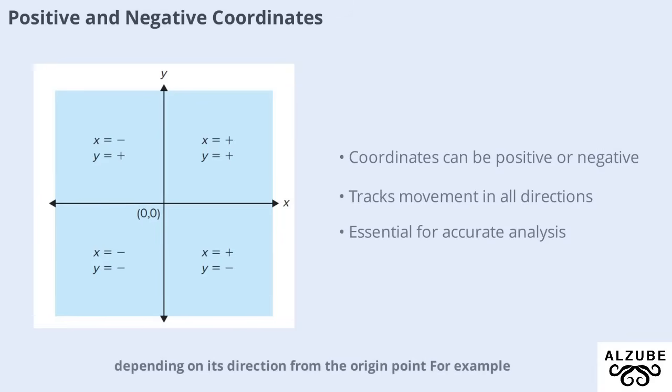For example, if the hip moves to the left of the origin, its x-coordinate becomes negative. If it moves upwards, the y-coordinate is positive. Understanding this allows biomechanists to accurately track and analyze complex movements in all directions. By mapping these positions, they can visualize motion paths, detect asymmetries, and provide feedback for performance enhancement or injury prevention. This foundational knowledge is crucial for anyone studying or working in biomechanics.